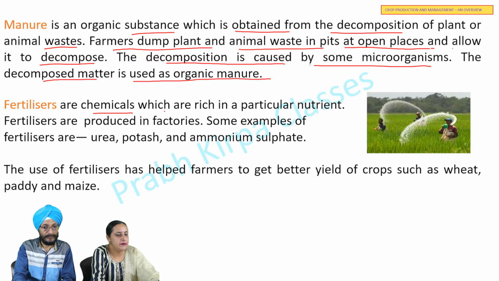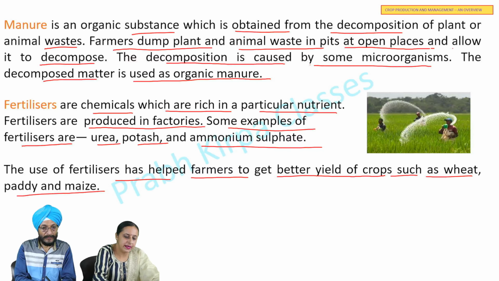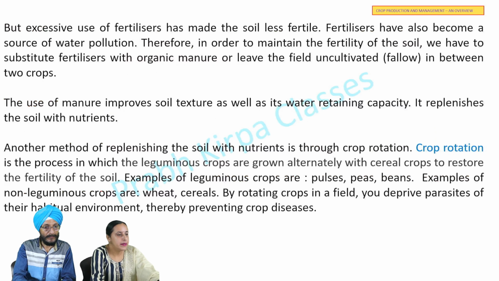Fertilizers are chemicals which are rich in a particular nutrient. Fertilizers are produced in factories. Some examples of fertilizers are urea, potash, and ammonium sulfate. The use of fertilizers has helped farmers to get better yield of crops such as wheat, paddy, and maize. But excessive use of fertilizers has made the soil less fertile. Fertilizers have also become a source of water pollution.